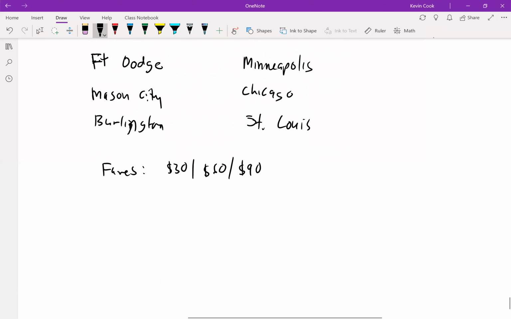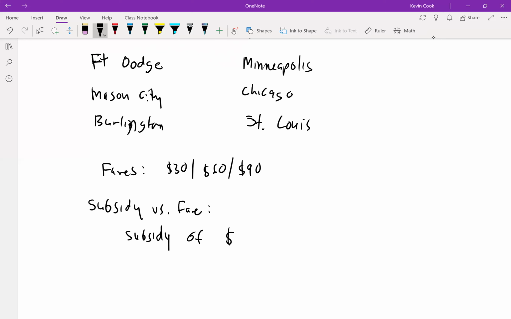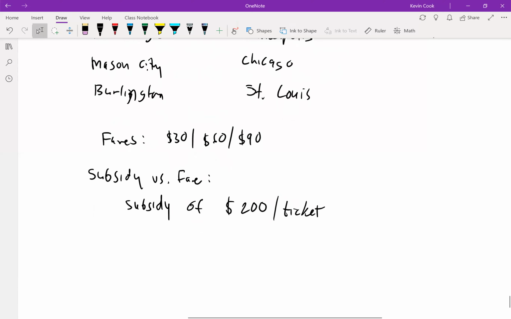And if we think about the subsidy versus the fare, it works out that when you buy a ticket, and this is rough math, this isn't precise, the subsidy is about, I think last time I flew them, I did the math and it was about $200 per ticket. So if I pay $30, the federal government's going to come in and give the airline an extra $200 to fly me from Fort Dodge to Chicago, St. Louis, or Minneapolis. So that's kind of what we see.